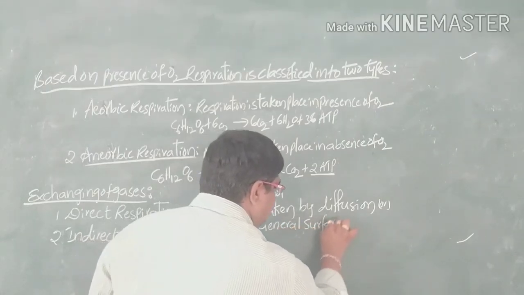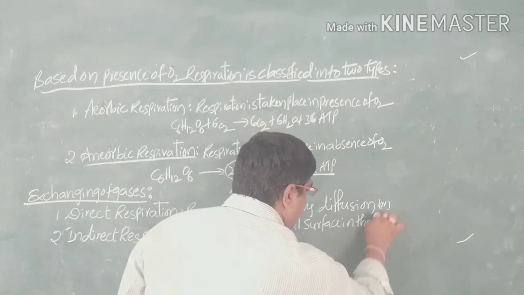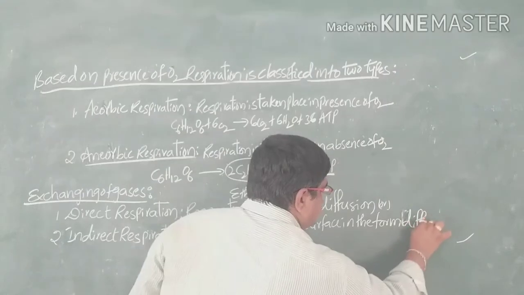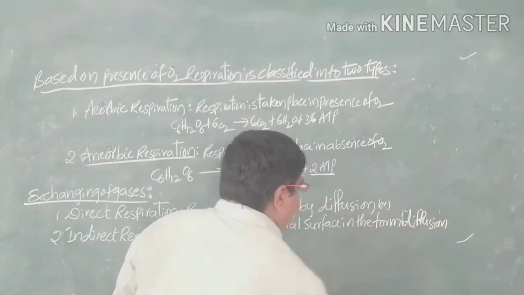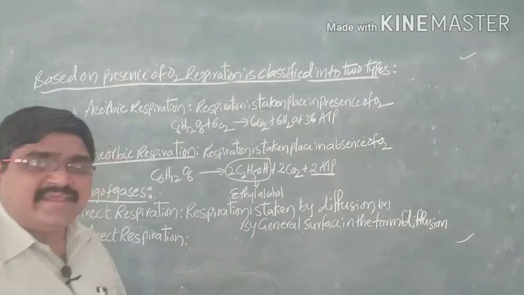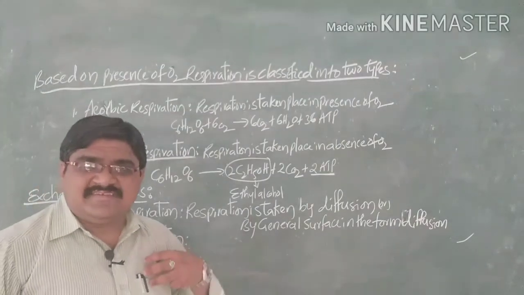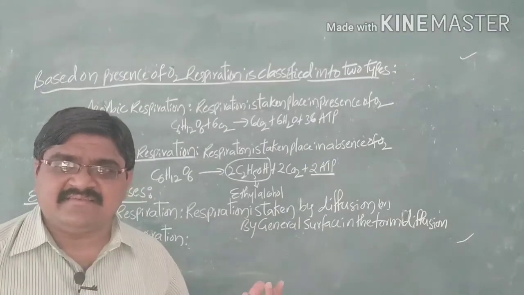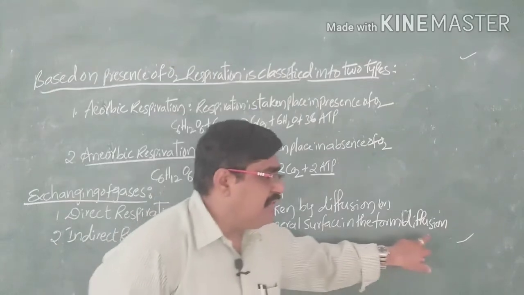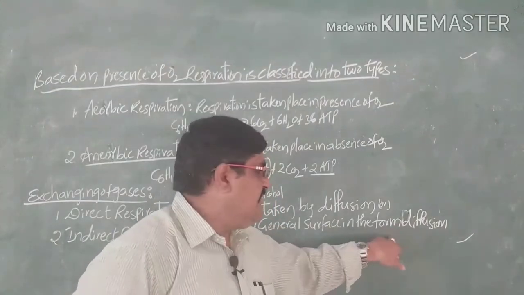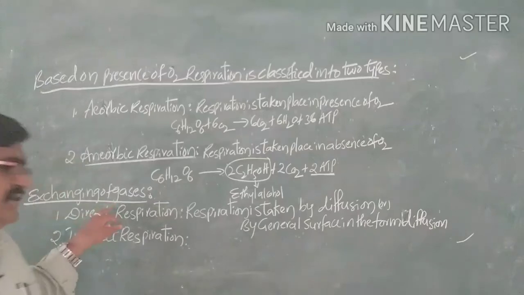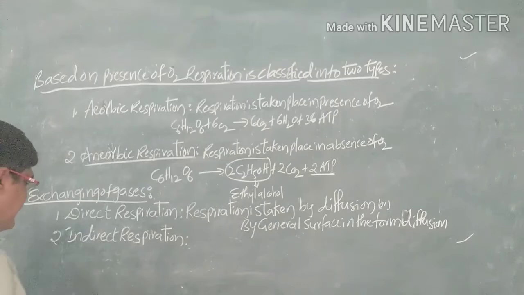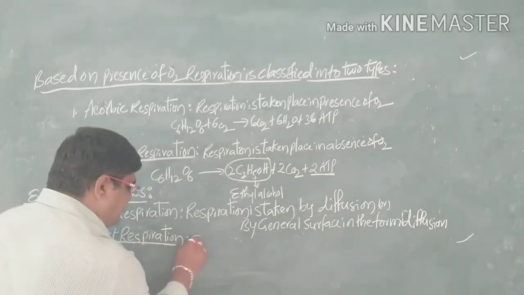If the exchange takes place in the form of diffusion through the body surface, through the skin or the direct general body surface, then we can call it direct respiration. And the second one, indirect respiration, means exchanging of gases takes place differently.